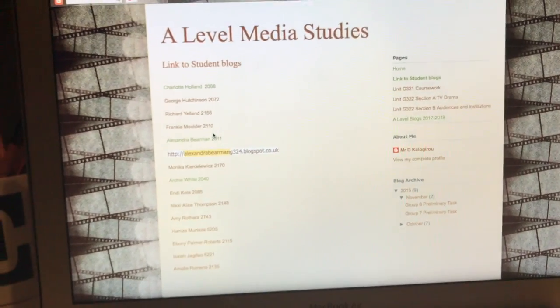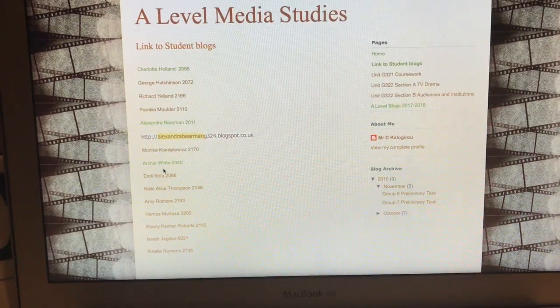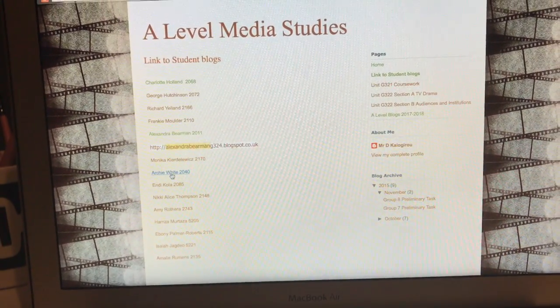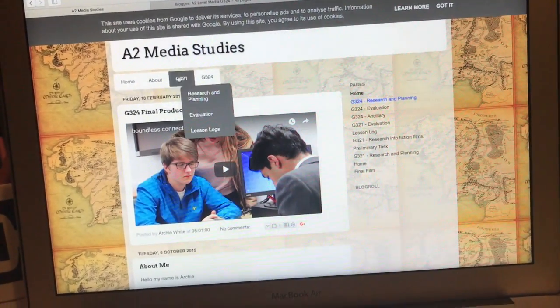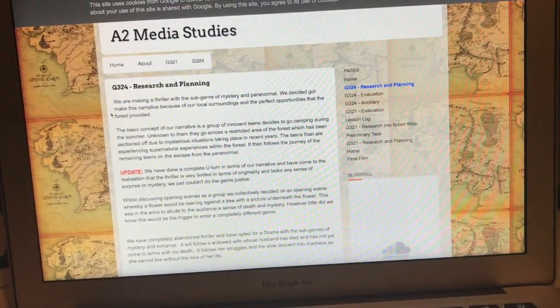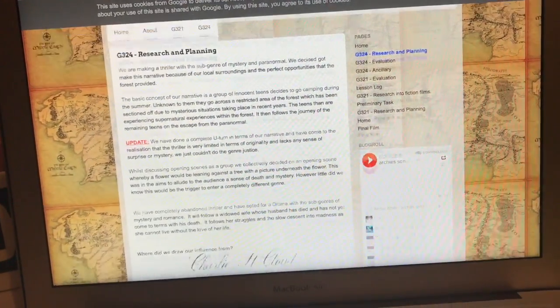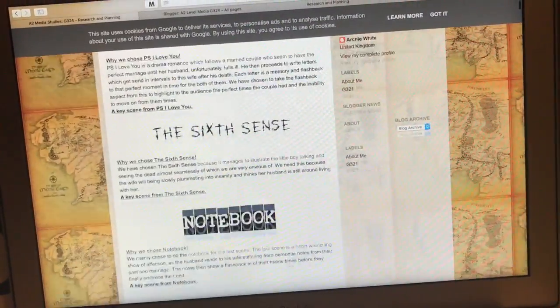So let's look at someone else's blog. I know watching Charlotte's video, she had Archie and I think Monica in her group. So let's have a look at Archie's, why not? So his blog is really clear. I don't really like the background, but I think that's probably just a bit too boring for me. I like a bit of colour or something. But his blog's really straightforward, I suppose. You can see everything really clearly.